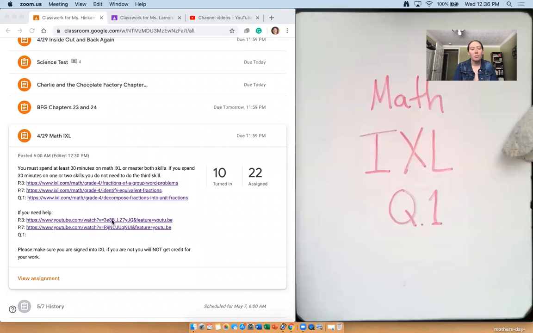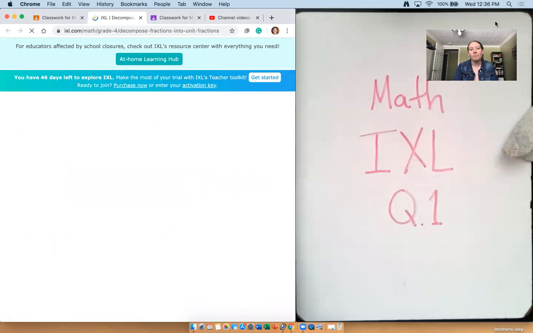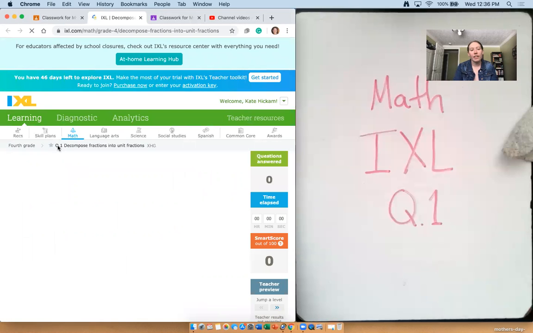All right, guys, so I'm doing Q.1 now. I go into my assignments and I click on it. Double check for two things: the fact that I have the right skill, Q.1 decompose fractions into unit fractions, and that my name is in that top corner.